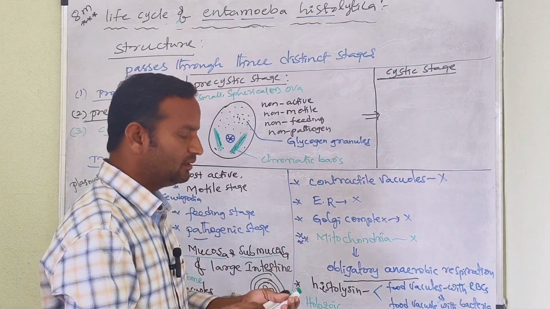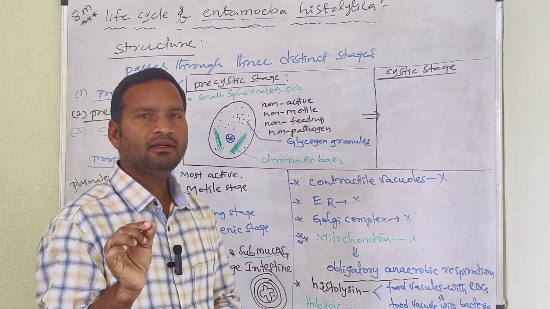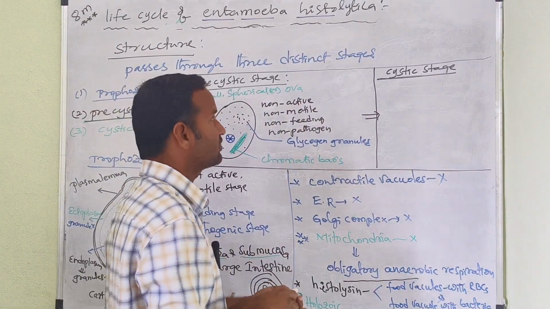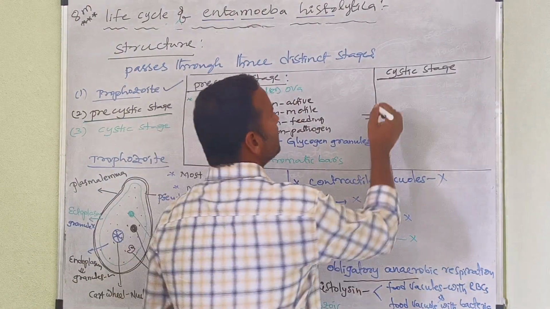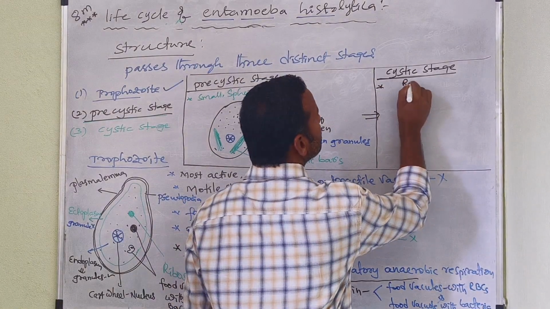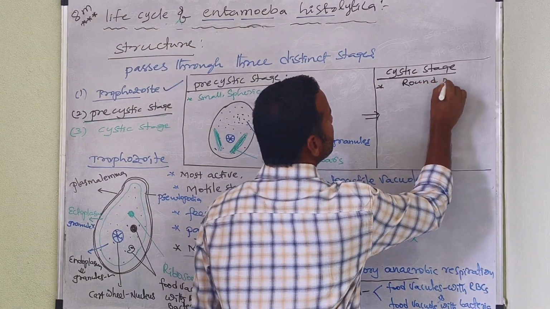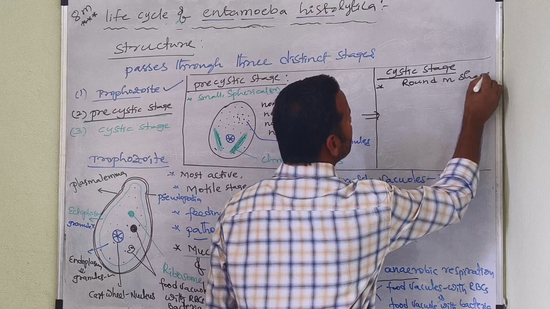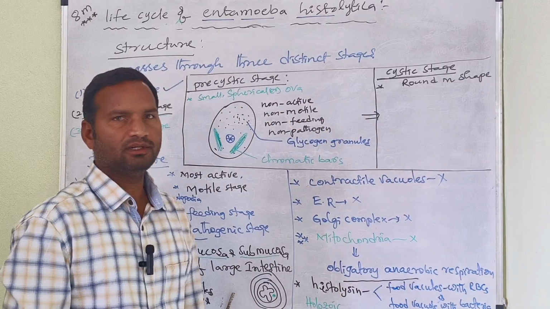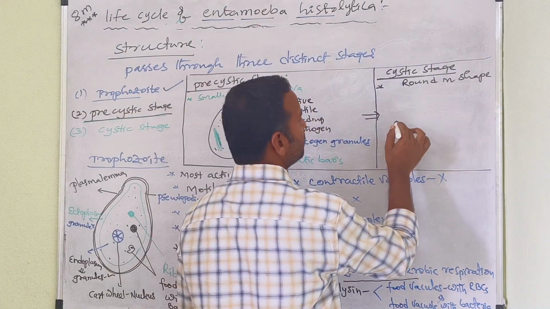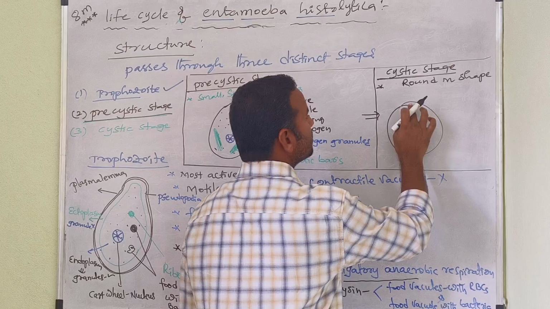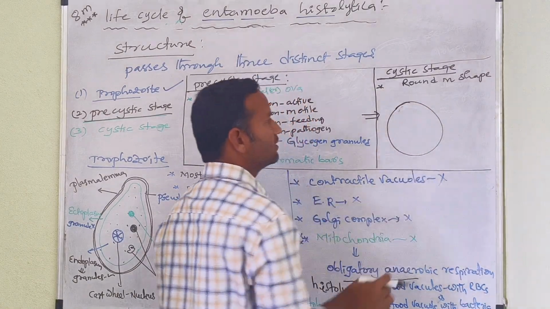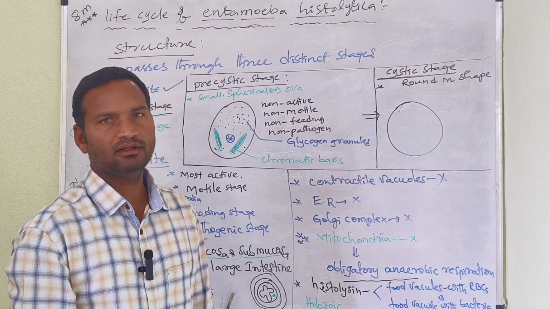Simple. In this stage, it is round in shape. The first point is, in this stage, it is what? Round in shape or circular shape. Circular shape means, you know very well, this is a round shape or circular shape.